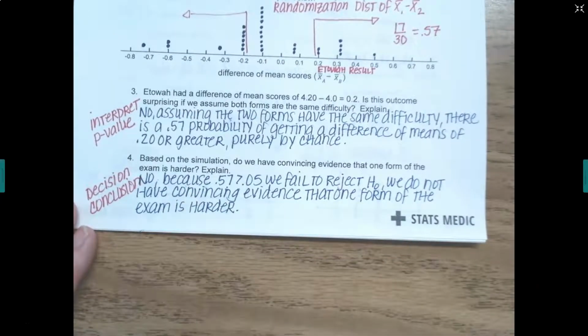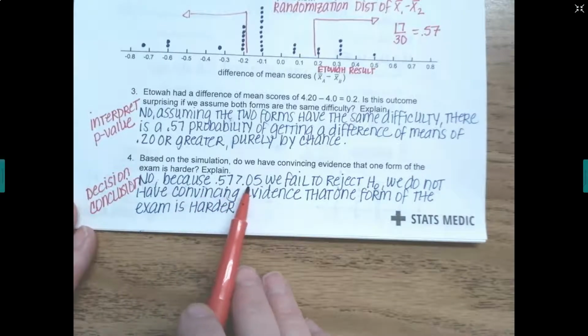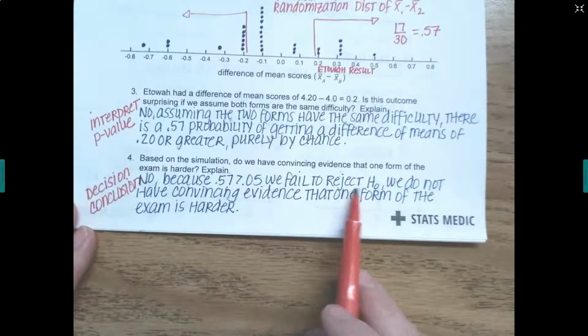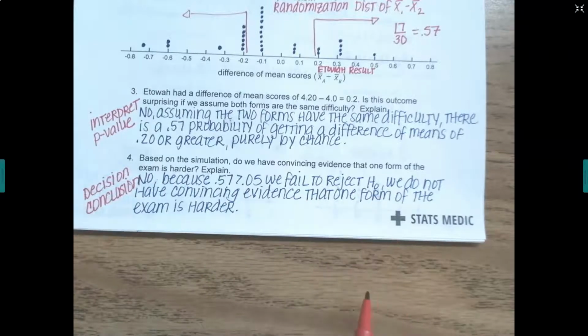So my decision on that is because our 0.57 is greater than alpha, we're going to fail to reject the null. And when we fail to reject the null, that means we do not have convincing evidence that one form of the exam is harder. Okay, so there is no convincing evidence to say that Form A was harder than Form B or easier than Form B. There's nothing here to suggest that at all. So let's go ahead and flip this over and summarize our lesson for today.